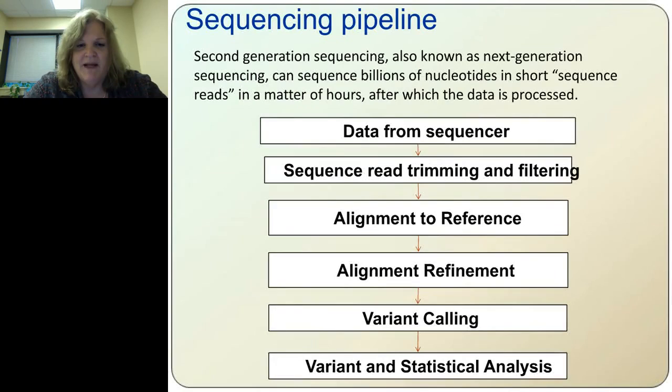Our sequencing pipeline, like most sequencing pipelines, goes along this process: you have your data from your sequencer, you do sequence trimming and filtering, sort of a pre-alignment conditioning of your data. You do an alignment to your reference. You do alignment refinement if you want that alignment to be even better aligned. There is software that will do that. You do some sort of variant calling if you're looking for particular gene variants, and you can do variant and statistical analysis. If you're doing copy number, the variant calling part doesn't necessarily have to happen. Other statistical analyses will happen at that point, which will yield copy number in your data.